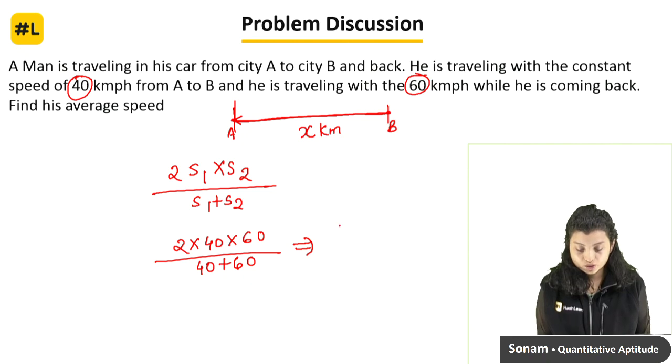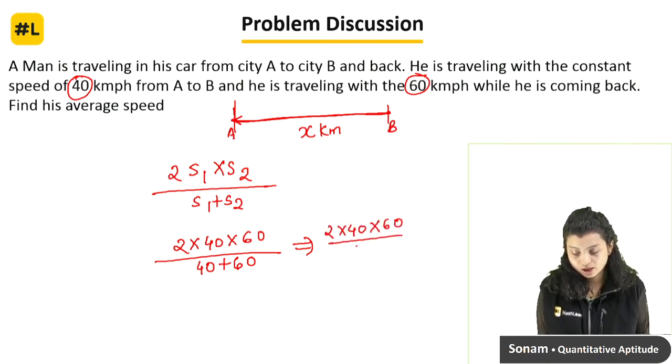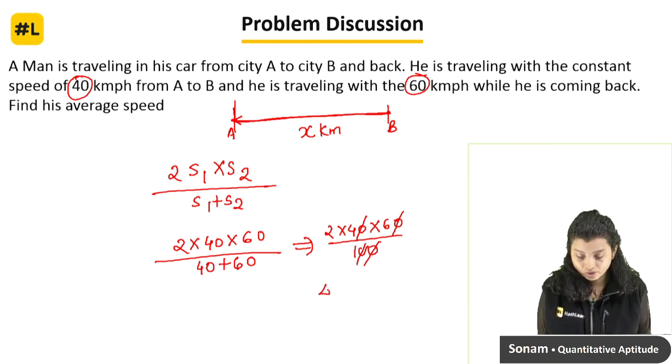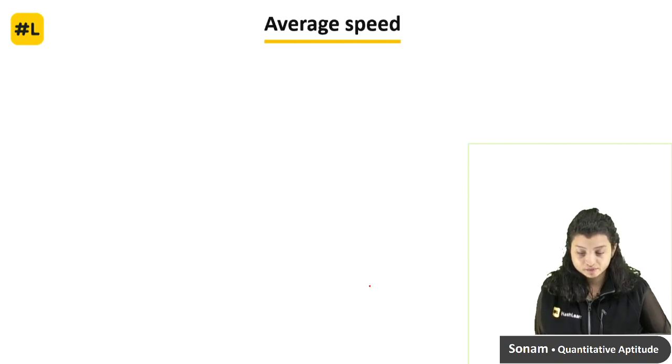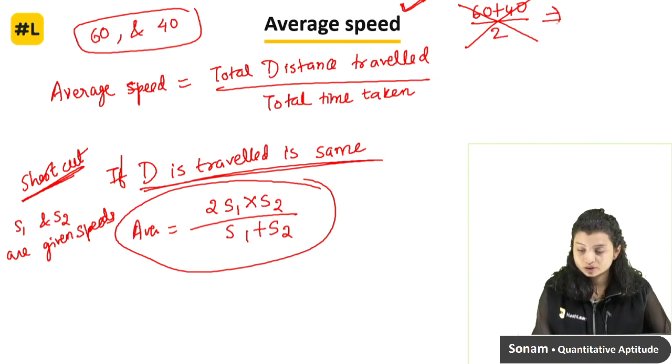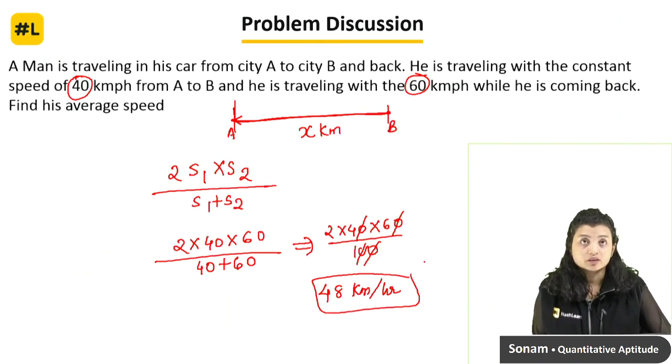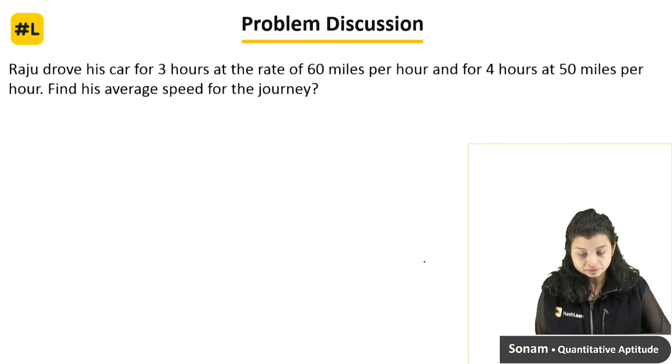Quickly solve it. What will you get? 2 into 40 into 60 divided by 100. The 0 and this 0 cancel out. So you will get 48 km per hour. This is not the same as the simple average; if I do the arithmetic mean, I will get 50. But I told you that average speed is not equal to the average of the numbers. It is different.